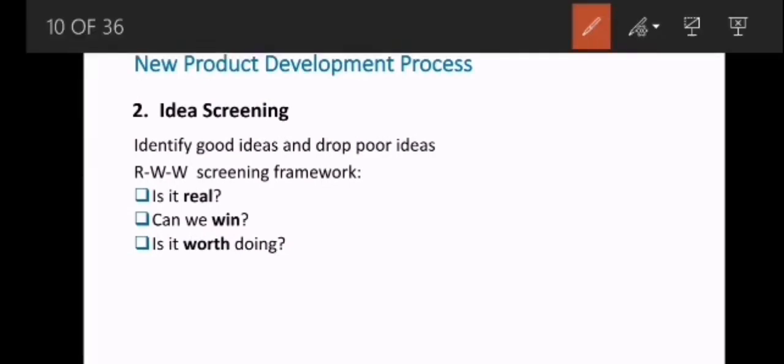Here, the company should be able to answer yes to all three questions in the R-W-W screening framework. The first R is: is it real? The second W is: can we win? And another W is: is it worth doing? So the company should be able to answer yes to all these three.